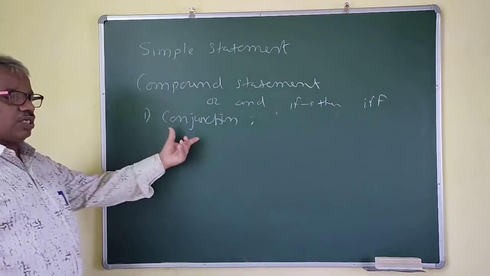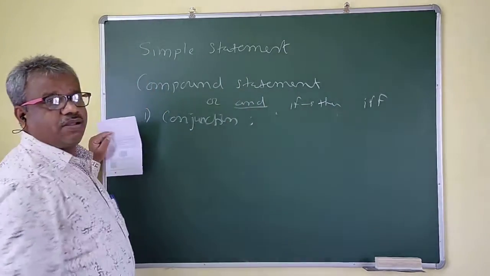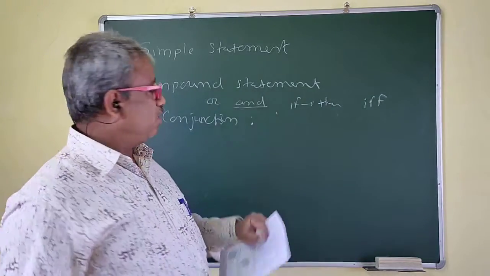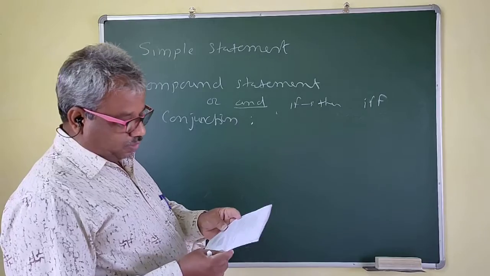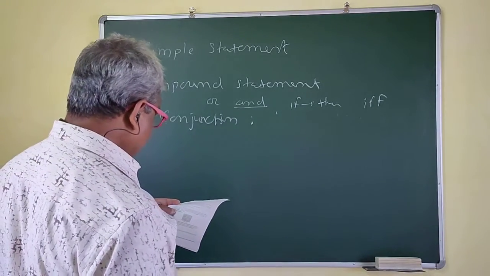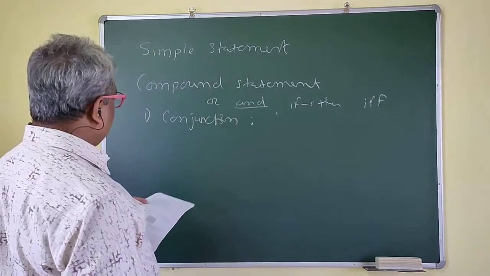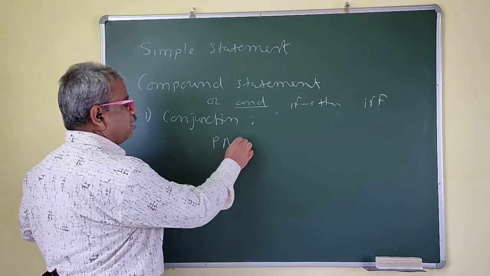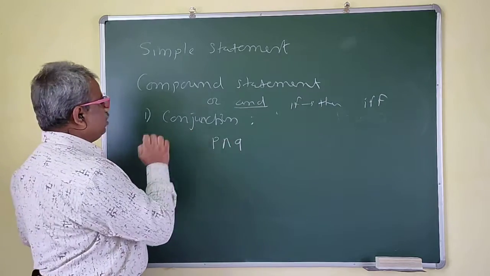So what do we mean by conjunction? If two statements are connected by the word and, or combined using the connective and, then it is called a conjunction, and it is denoted by P and Q. This is read as P and Q.